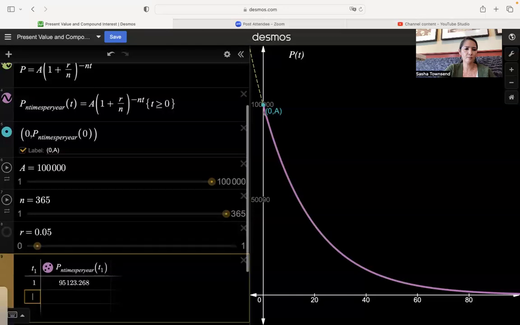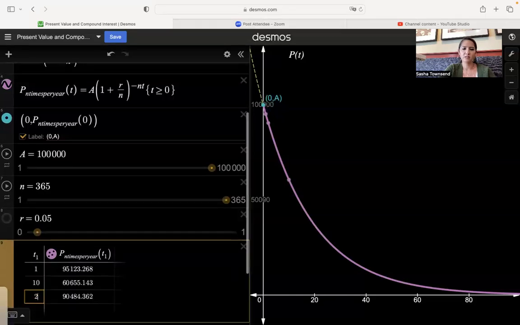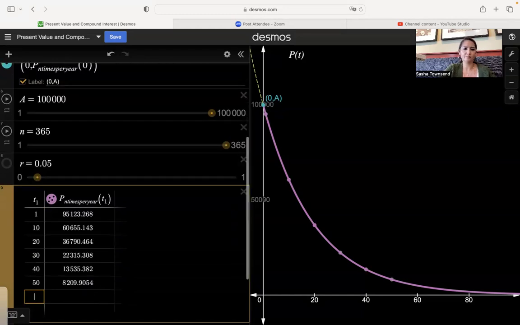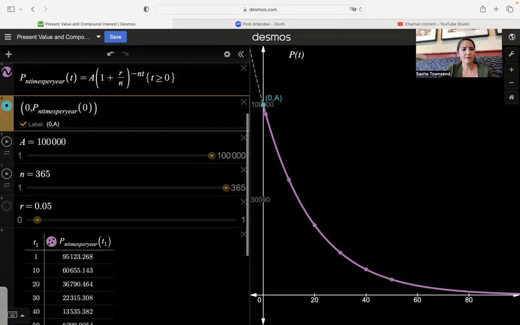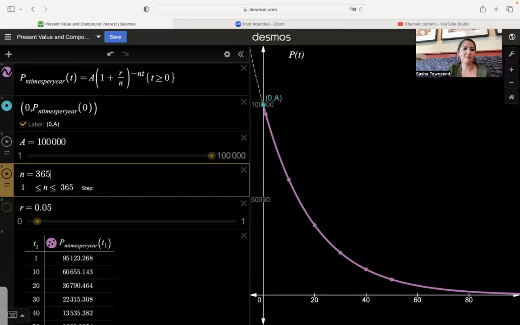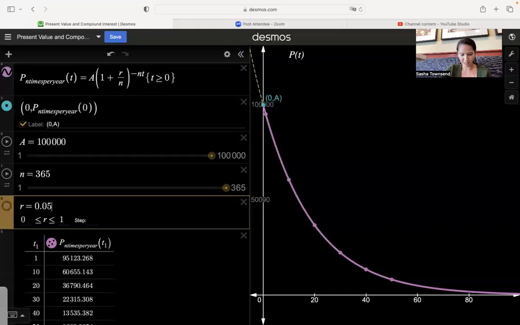For T equals 1 year, 10 years, 20 years, 30 years, 40 years, and 50 years. And notice that this is auto-populating that P, that present value for T equals 1 year, 10 years, 20 years, 30 years, 40 years, or 50 years, for the amounts given here. This is where the desired amount in the account after T years is $100,000, and we're compounding 365 times per year with an interest rate of 5%.